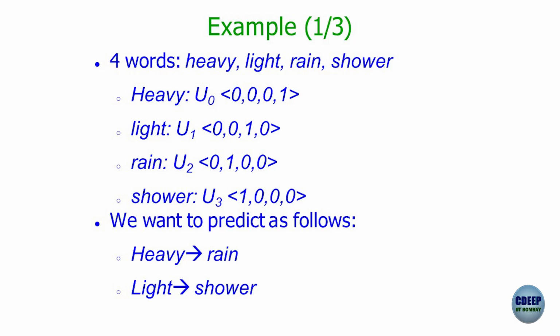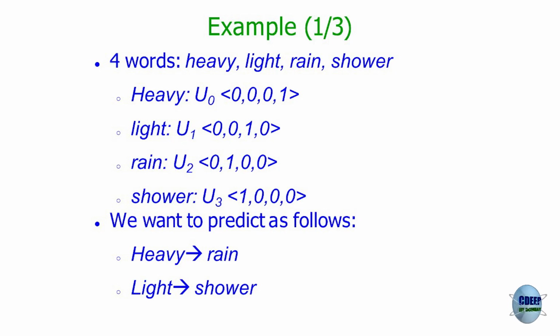Okay, so we have four words. If the vocabulary has four words, what is the size of the one-hot vector? Four. So now I have ordered the four words as follows: heavy, light, rain, and shower. They are lexicographically ordered. So then heavy is represented as 0001, light as 0010, rain as 0100, shower as 1000.